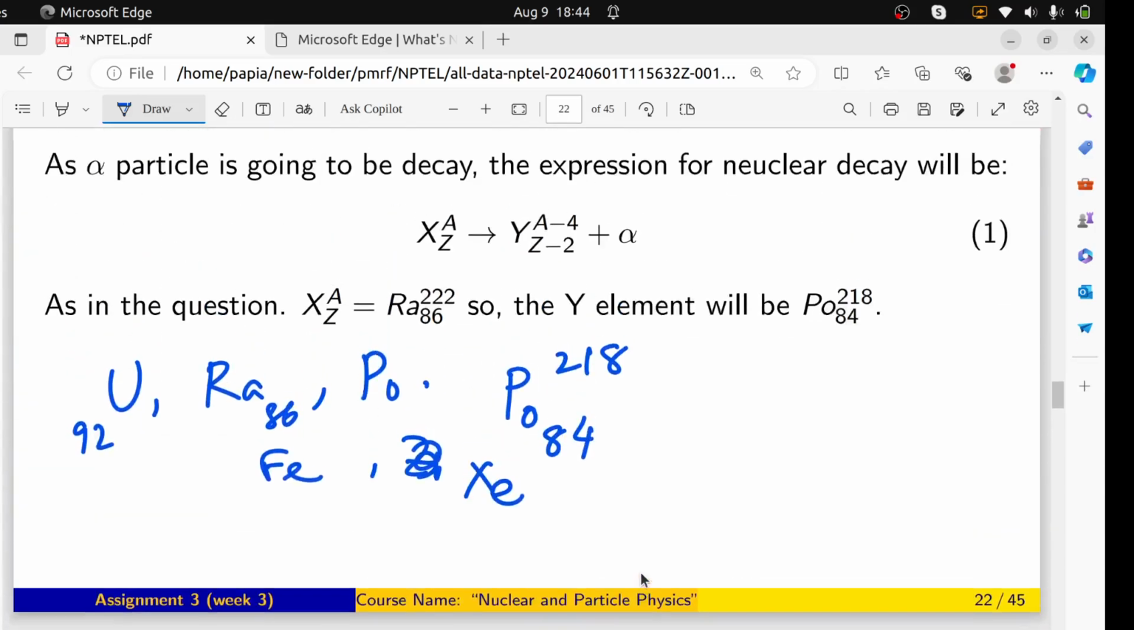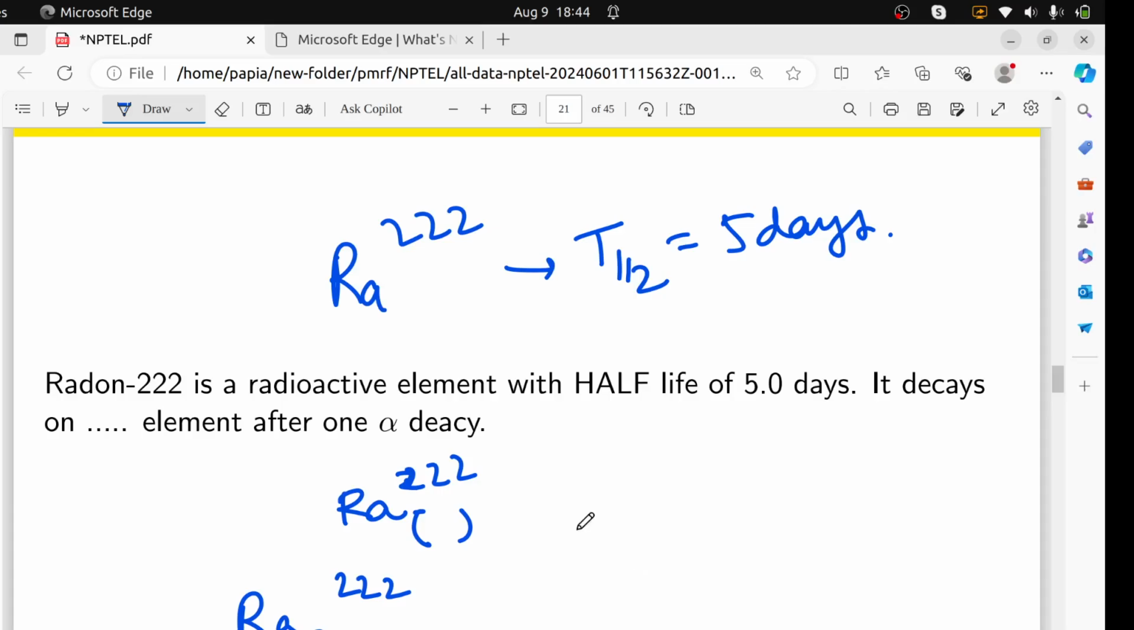But I have seen that most of the questions already give the Z and A values for radon, let's say 222, and they ask what the Z and A values will be for the daughter particle after 1 alpha decay. That they can ask. So in that case, we don't need to remember what the element is for, let's say, Z equals 84.